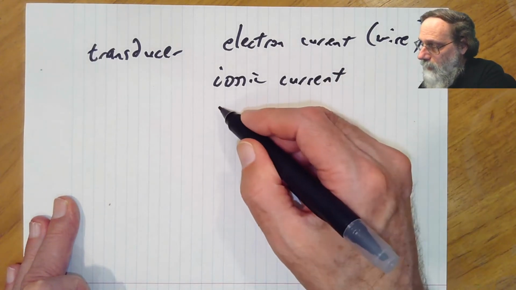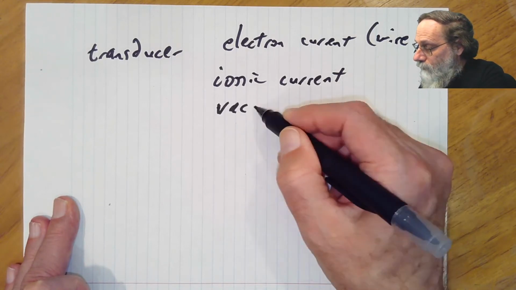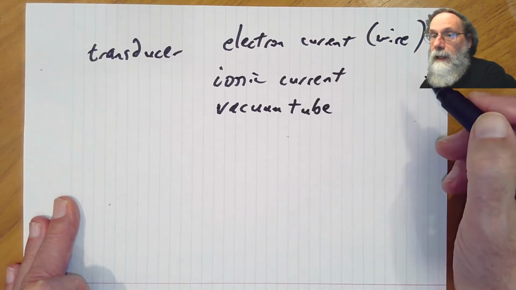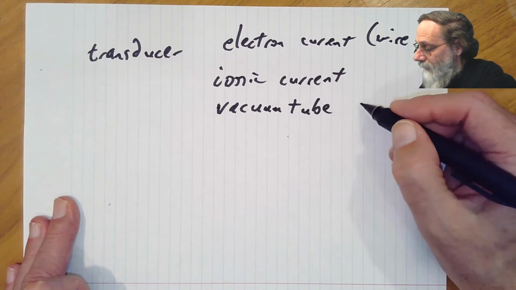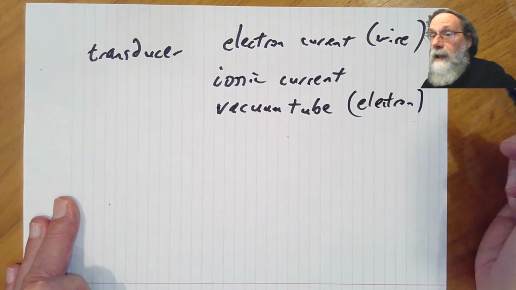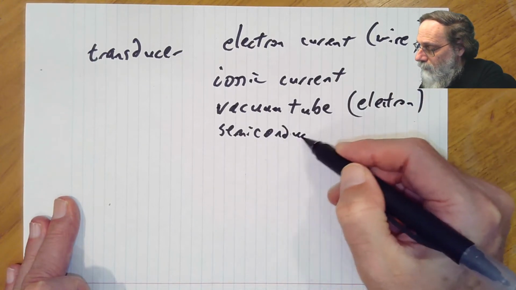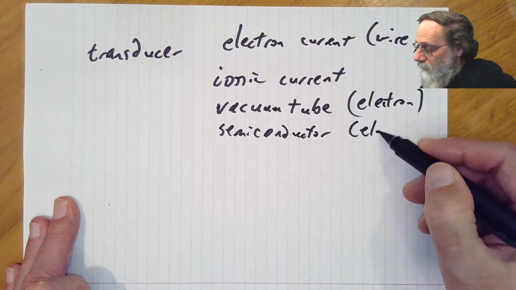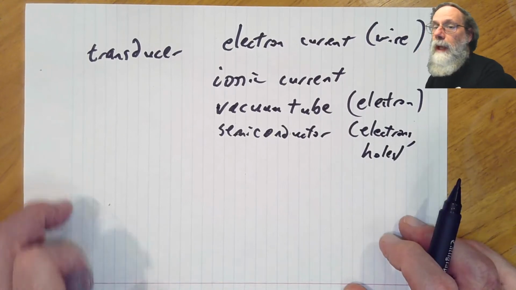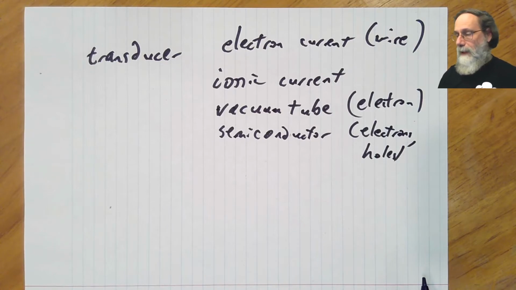You get the same notion of an electrode if you have a vacuum tube. In a vacuum tube, it's an electron current in a vacuum. And you get the same notion of an electrode in a semiconductor, where you may have electrons or holes as your charge carriers. So electrodes mean a lot of different things in different applications.